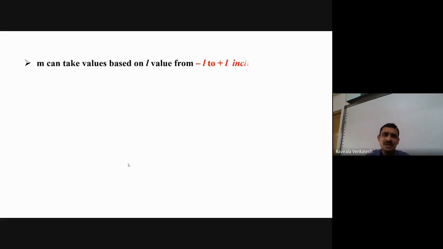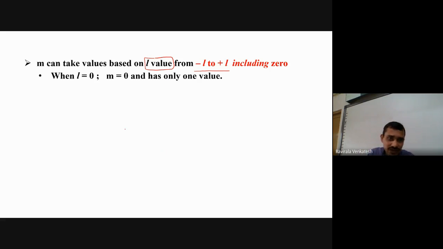m can take values based upon the l value, that is, minus l to plus l. If anybody asks you to write magnetic quantum numbers, you have to write them based upon the l value, from minus l to plus l. Let me see what this is. When l is equal to 0, the m value will be 0 only. Minus 0 to plus 0 means only 0 we get, right?